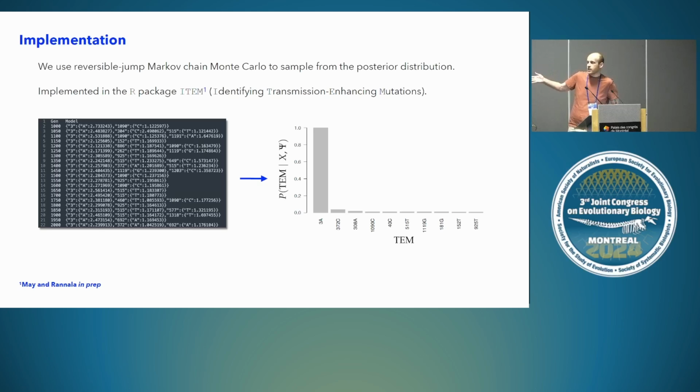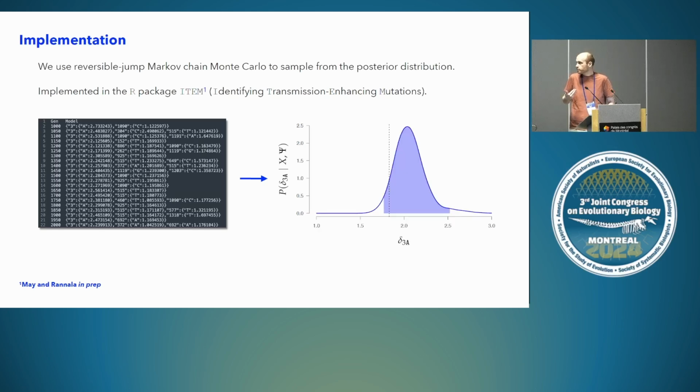So in this case, we see that the TEM 3U has a posterior probability of 1. Very strong evidence that that particular site/nucleotide confers a transmission enhancing effect. We also can compute the posterior distribution of the effect for particular TEMs. So in this case, this is simulated data. The vertical line is the true value. So it looks like this, in this case at least, the method is estimating the transmission rate effect fairly accurately.